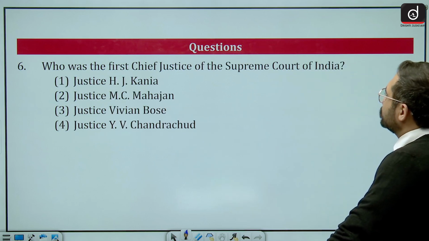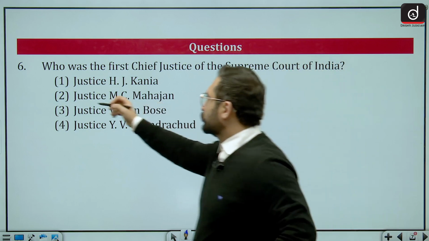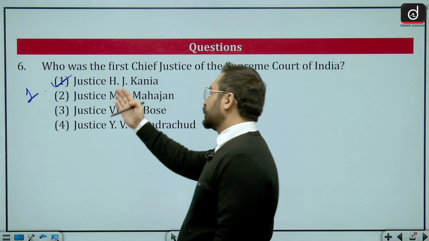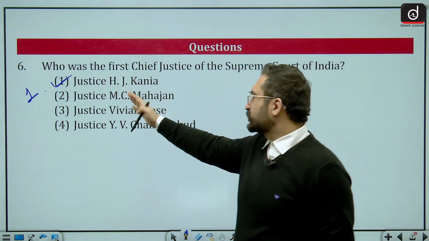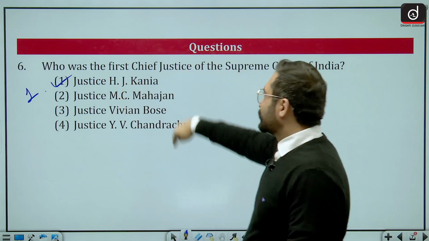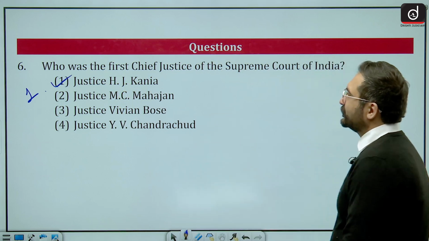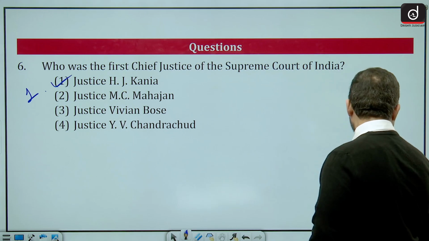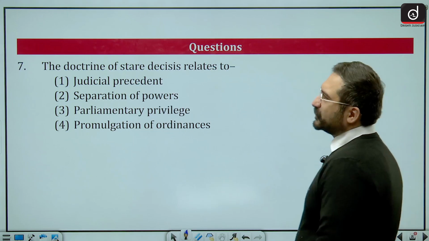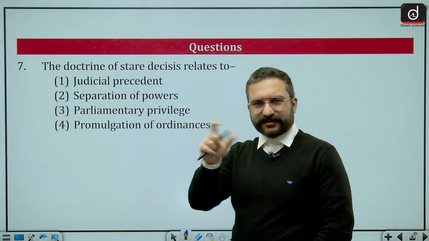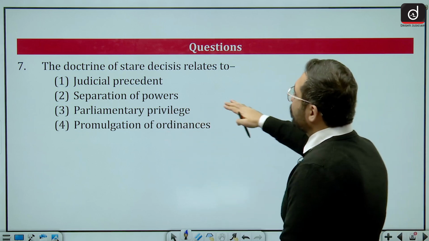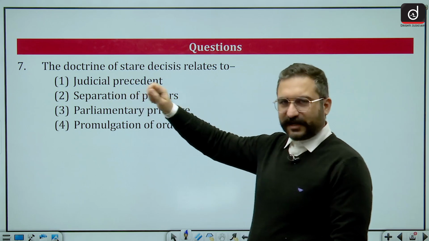Who was the first Chief Justice of Supreme Court of India? Who does not know this? First is your answer. Justice Harilal Jekisundas Kania, something like that. Harilal J Kania. It's the J, something like Jekisundas or something like that. I'm sorry if I am wrong. I don't know. Please look at that. But it is J Kania.